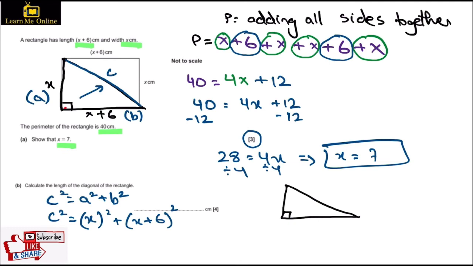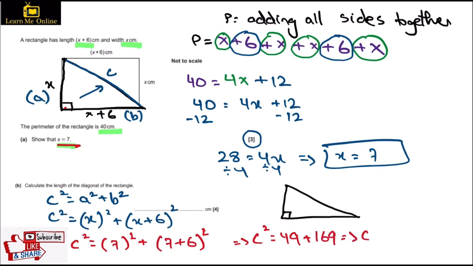Now we have to open up the brackets. We need to do the simplification. But before doing the simplification, from previous, we know that x is equal to 7. Now we are using this 7 value over here. So c square equals to, you're going to write down 7 square plus (7 plus 6) square. We do more of the simplification now. So c square equals to 7 square is 49, plus 7 plus 6 would be 13, and 13 square would be 169. Adding them together would give us c square, which is 218.